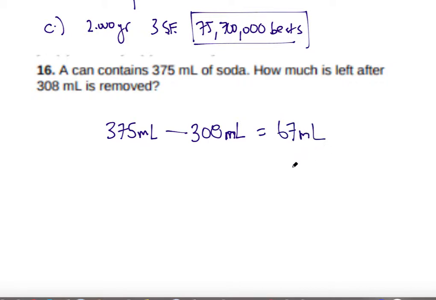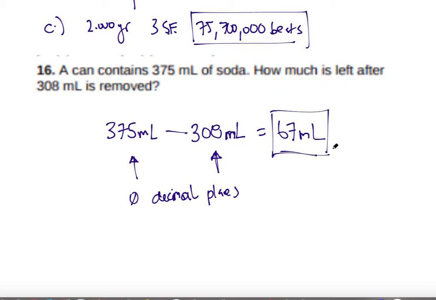The rules for rounding with addition and subtraction are look at the least number of decimal places. Both of these numbers have 0 decimal places, right? Both of them. Which means my answer should have 0 decimal places. And it does. So I'm done. There's nothing special at all for this one. So even though we have these significant figures for rounding, sometimes you don't even need them.